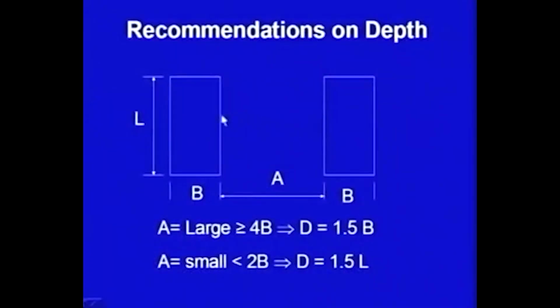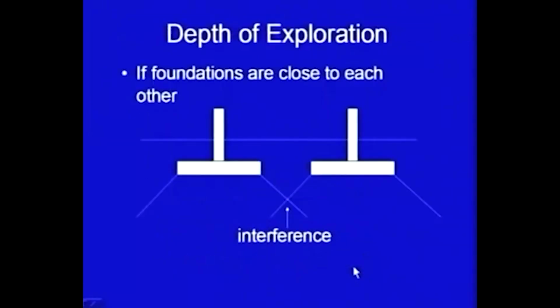So, here A is very large, this clear spacing is very large, that means these buildings are not interfering with each other. So, you can treat them individually and you can go up to 1.5 B to 2 B. But if A is small, if they are close to each other, then they are going to interfere with each other, and you have to have the exploration up to more depth. So, it is recommended that you should go at least 1.5 times the larger dimension L.